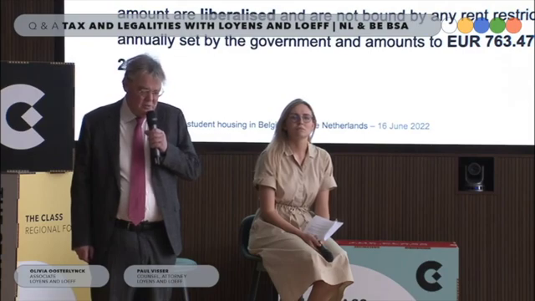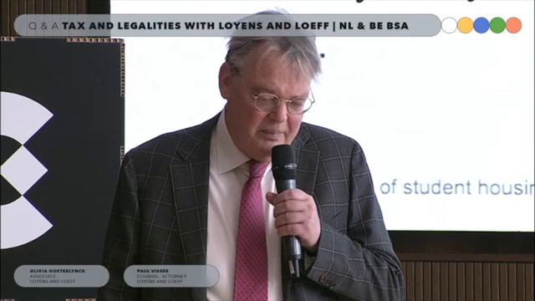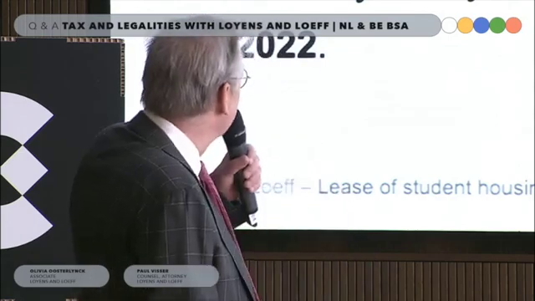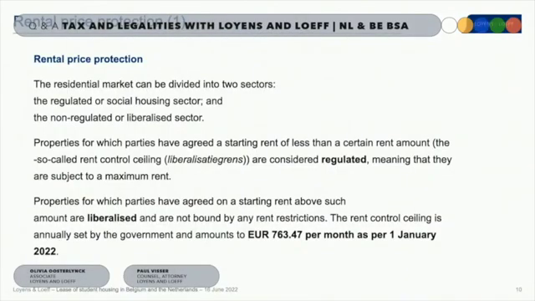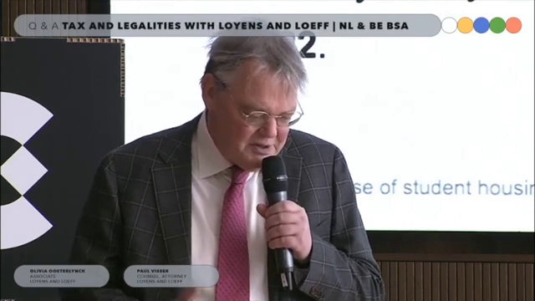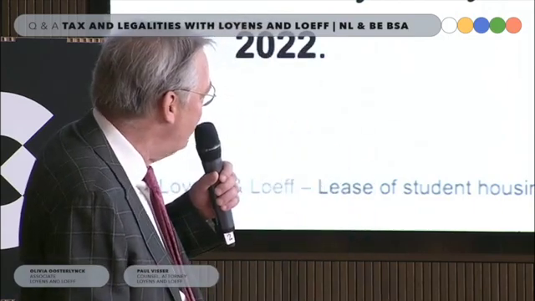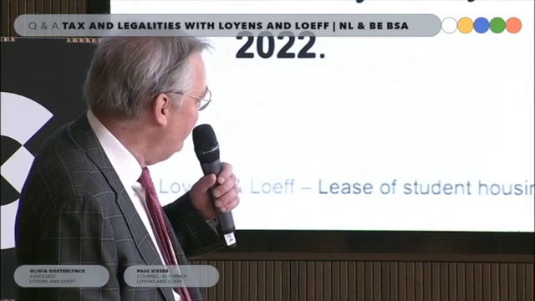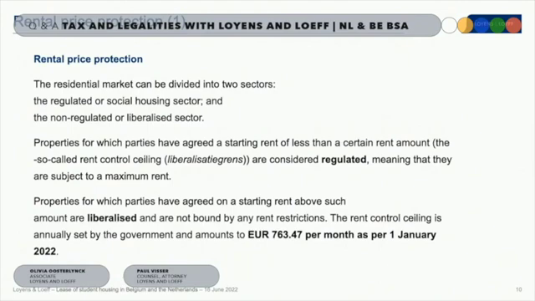And though the landlord and the tenant are free to decide on the rent, if it turns out that the unit is in the regulated or social housing sector, then the rent will be based on a valuation system with points. I will come back to that later. At this moment, the division is between prices up to 763 euros and 47 cents per month. All below is regulated and all above is liberalized. And liberalized means you can agree on any rental price you wish without the possibility that it is corrected.